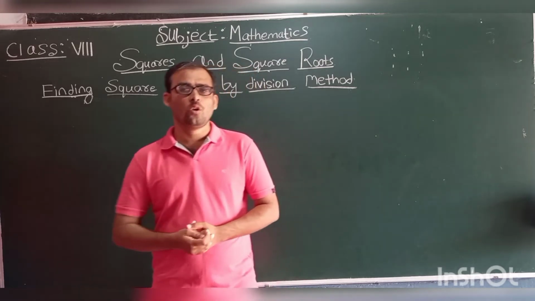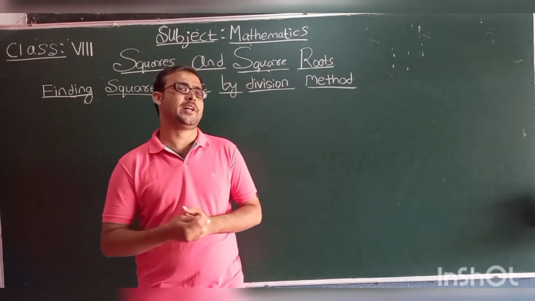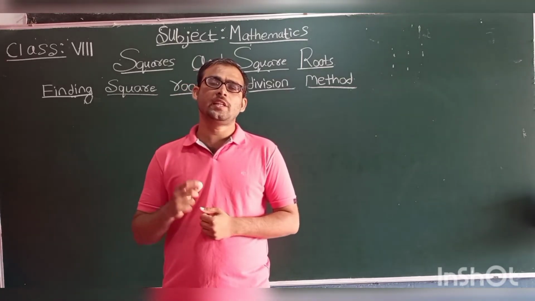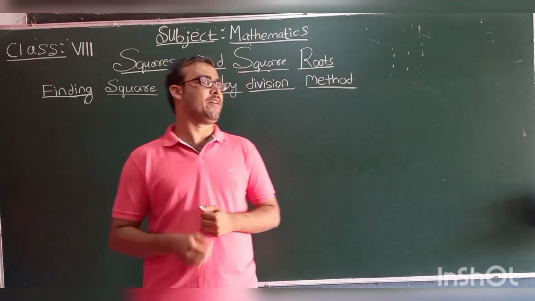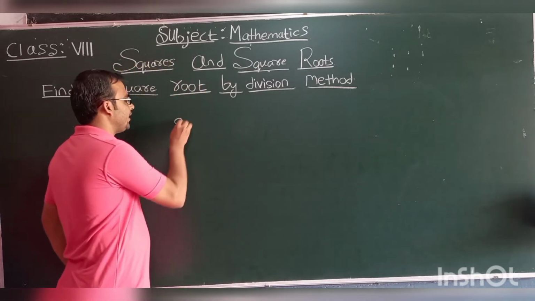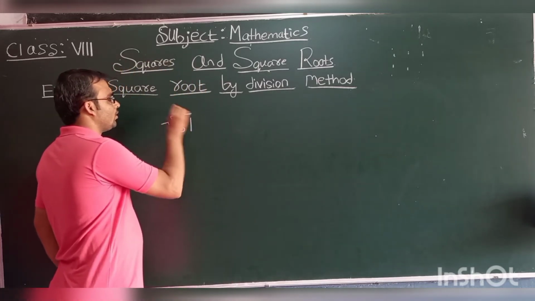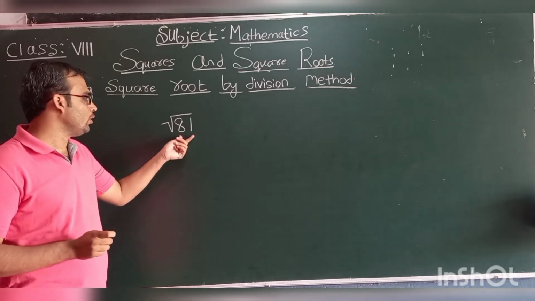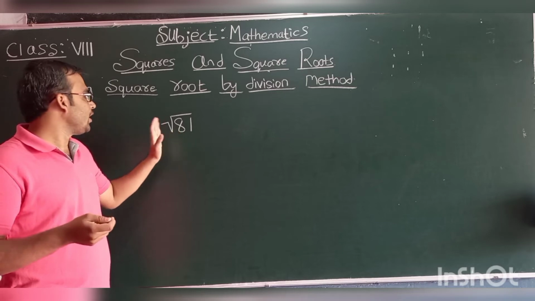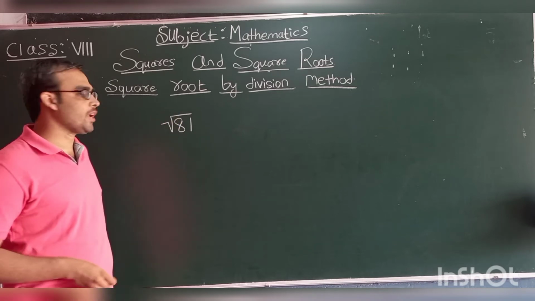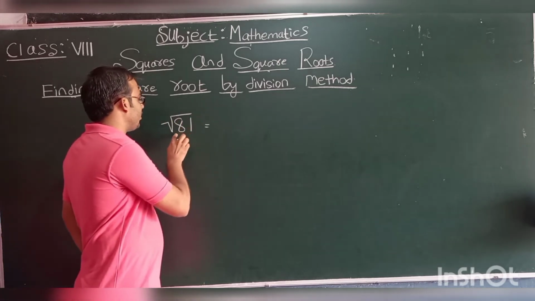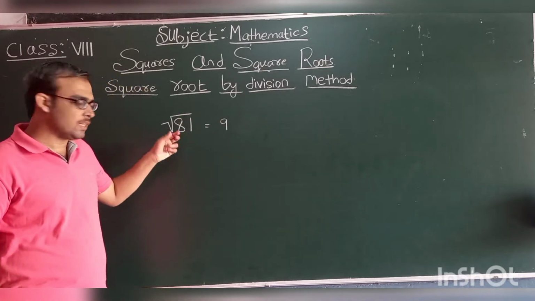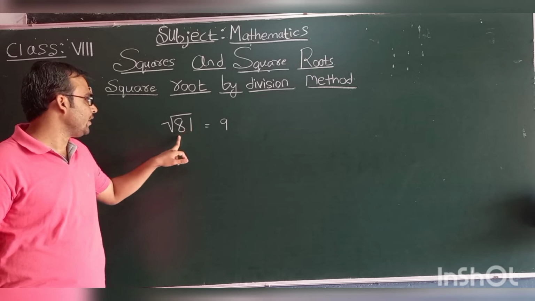Students, before knowing the division method, I want to tell you something. We can easily find the number of digits in the square root of any number. For example, here 81 is there. How many digits are there in this number? 2. What is the square root of 81? 9. So in the number there are 2 digits, 1 and 8.